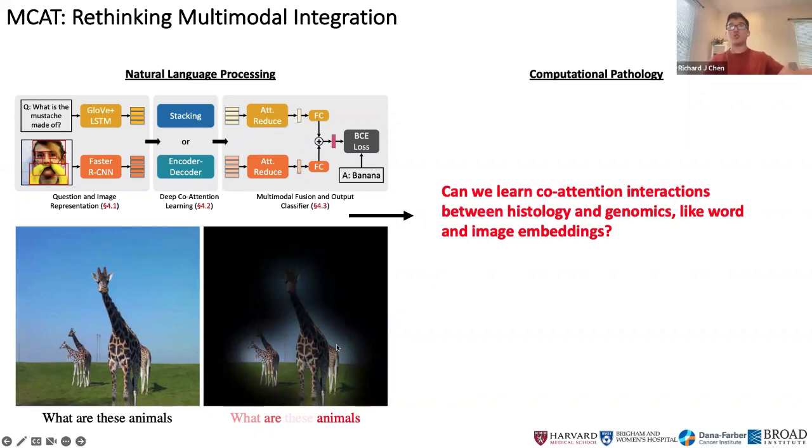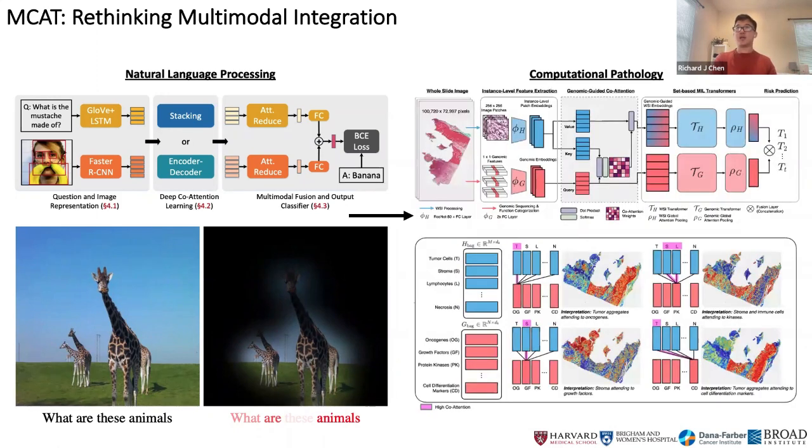This is called visual grounding, where we can ground the objects in the image with text. I thought it would be very fascinating if we could do the same thing with whole slide imaging and genomics. So the hypothesis of this work is: can we learn co-attention interactions between histology and genomics, like word and image embeddings? And this is the method that we developed for solving this task.